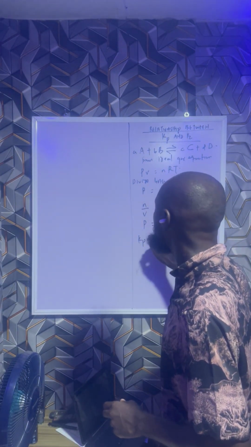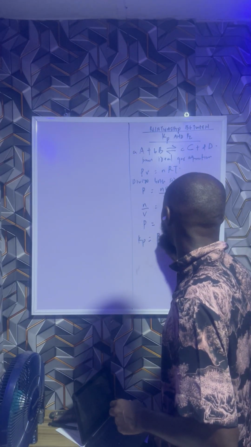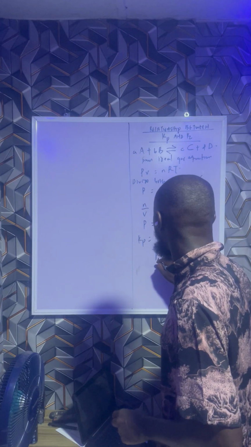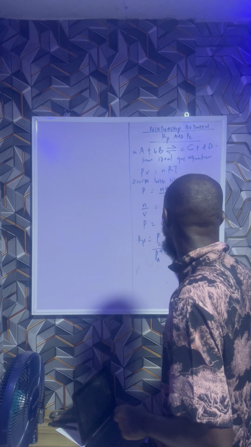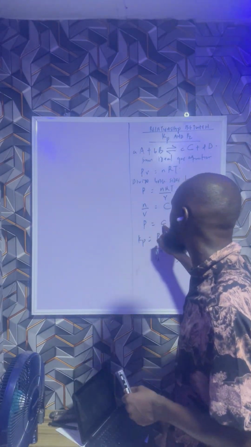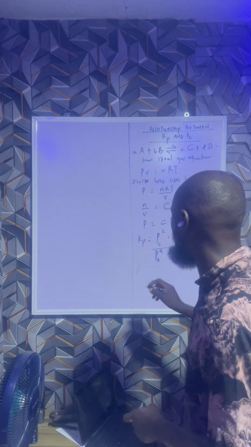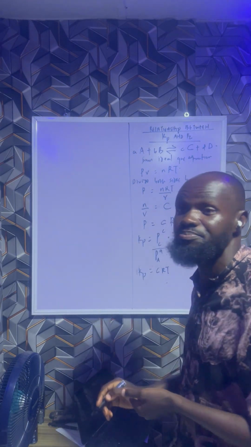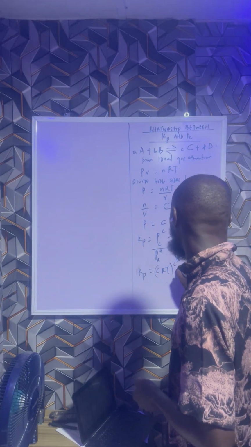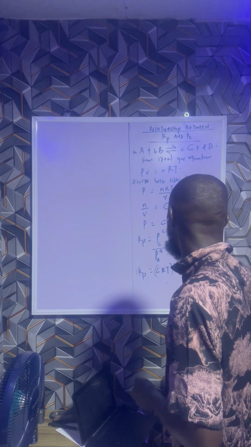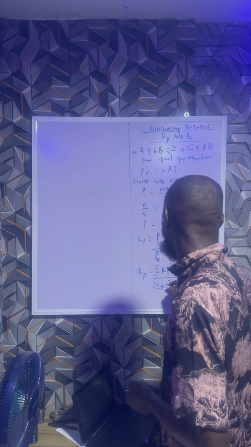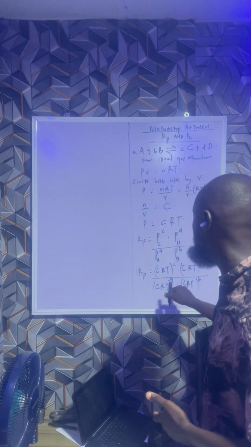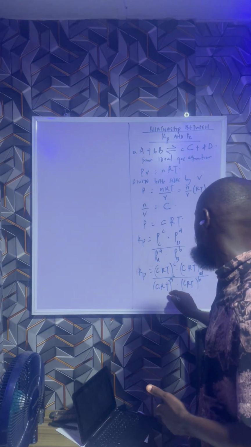that Kp is equal to the partial pressure of C to power c, times the partial pressure of D to power d, divided by the partial pressure of A to power a, times the partial pressure of B to power b. Now, knowing fully well that P equals CRT, where C stands for concentration, we can replace it here so that Kp is equal to, instead of P, we have CRT to power c times CRT to power d divided by CRT to power a, then CRT to power b. Now, CRT here has subscripts C, D, A, B.